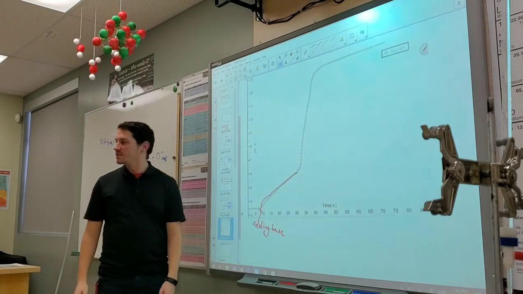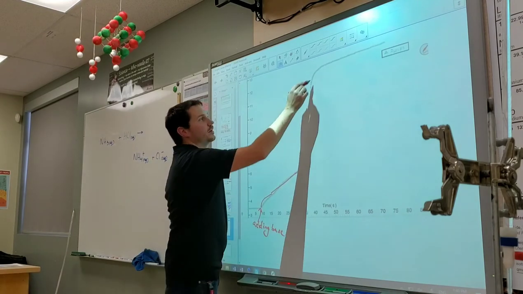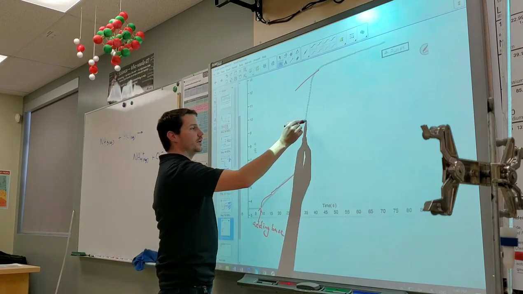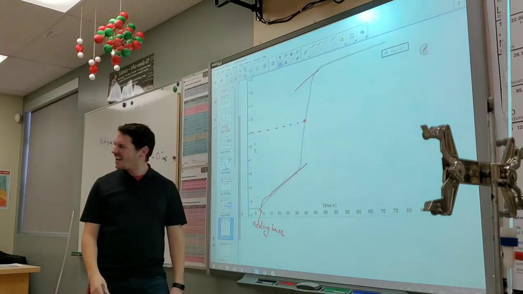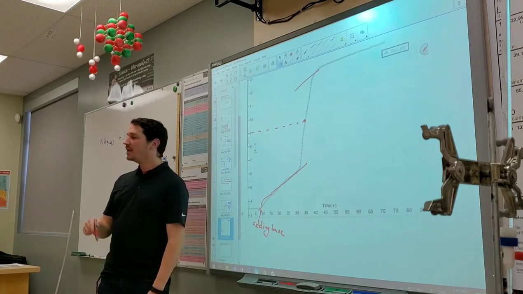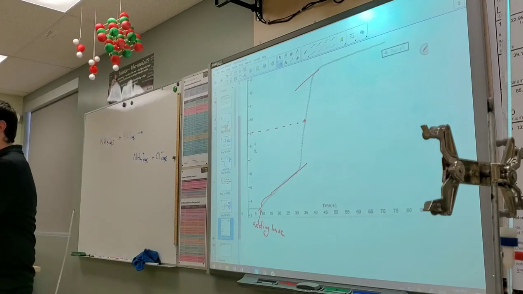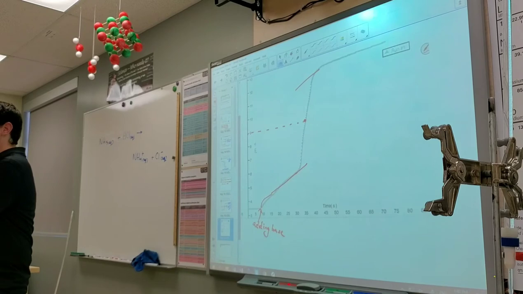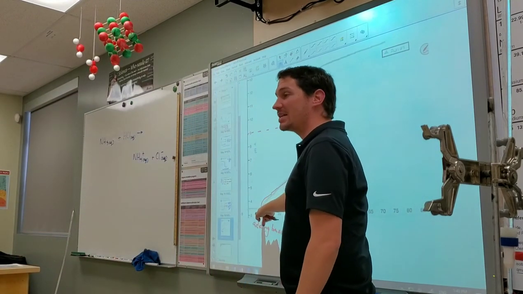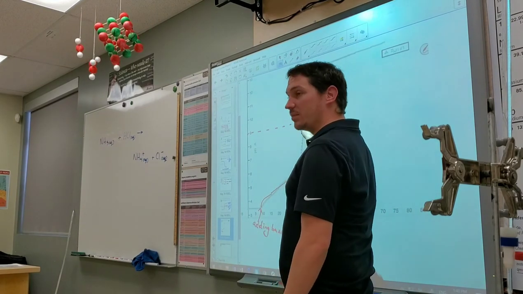So let's take a look at this. Where is the middle of that large increase? If you went here to here, the middle right in between them is 9. Why is it 9? Because it's a weak acid. And what are we probably making at the equivalence point? If we're starting with a weak acid, we're going to turn it into a weak base.